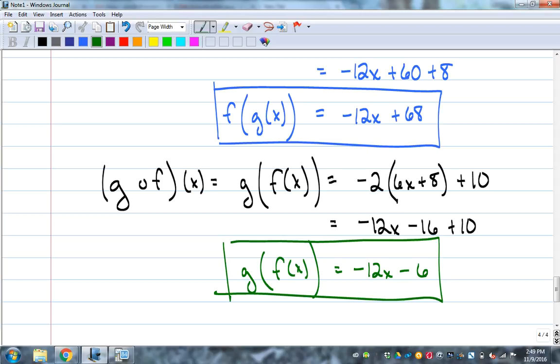Yeah, if you did domain on these, what's the domain of each of these? Y. That's right, but why? What are the red flags for domain? Exponents that have an even denominator, variables in the denominator. Are there any of those in these problems? No, so that's why it's all real numbers. None of those red flags come up in this problem.